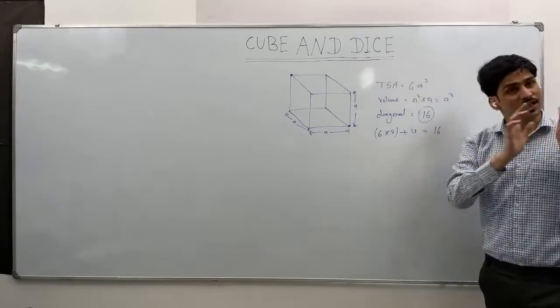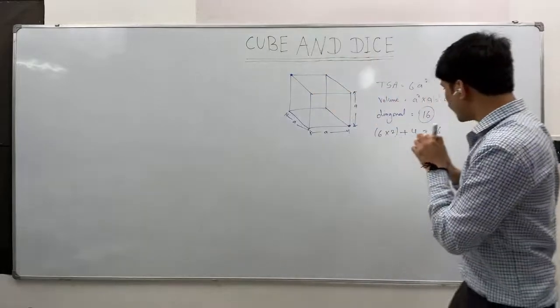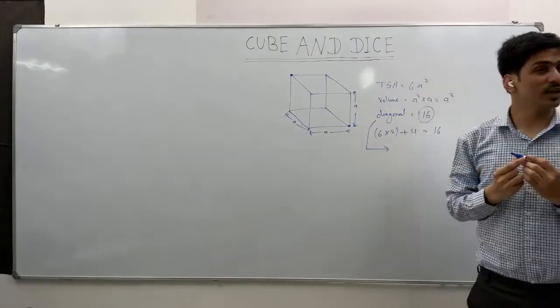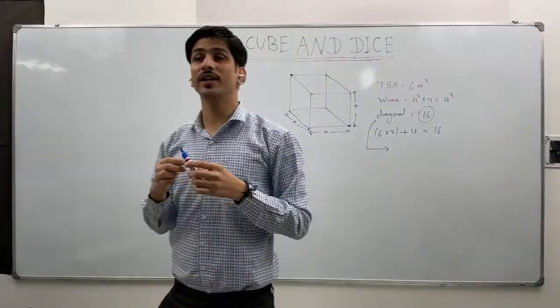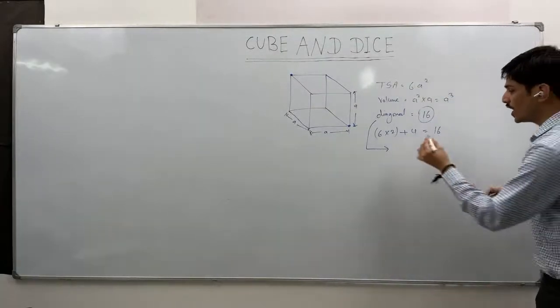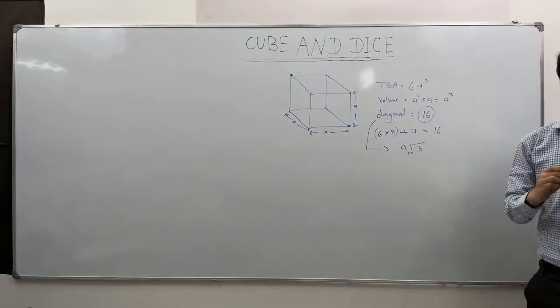One is the surface diagonal. Another one is the body diagonal, right? But whenever I say diagonal, it means that I am finding the length of the body diagonal, right? So if nothing is mentioned, by default I am finding the length of the body diagonal. So first of all, tell me what is the length of the body diagonal? All of you have studied, right? This is a root 3, right?